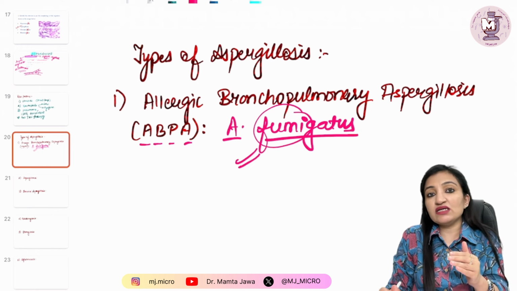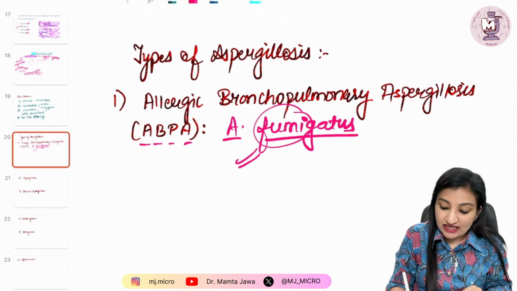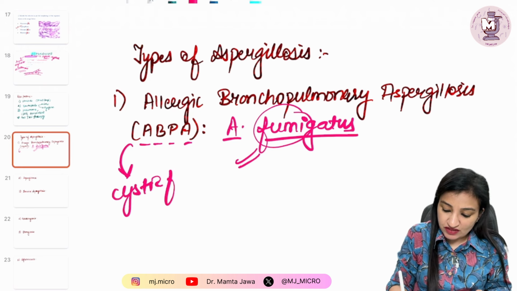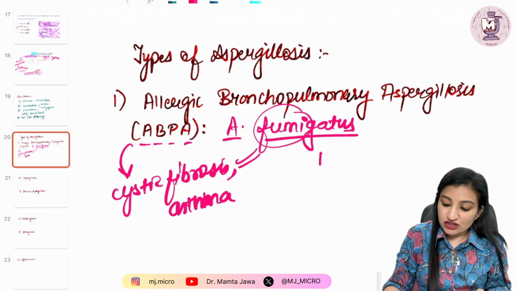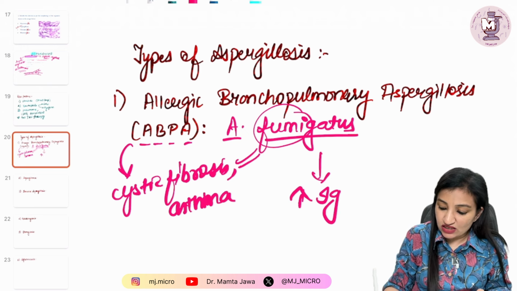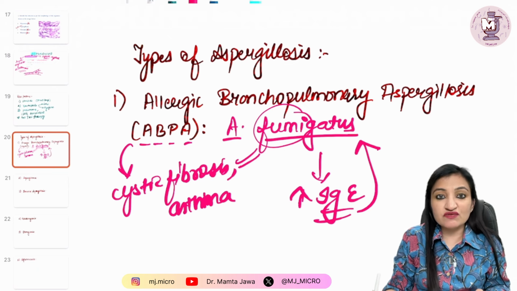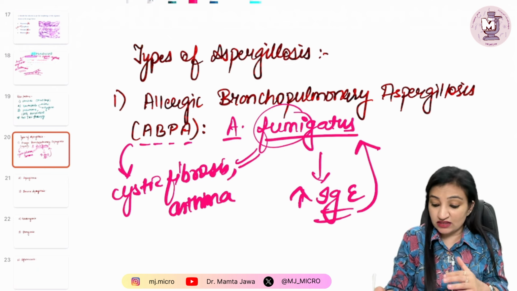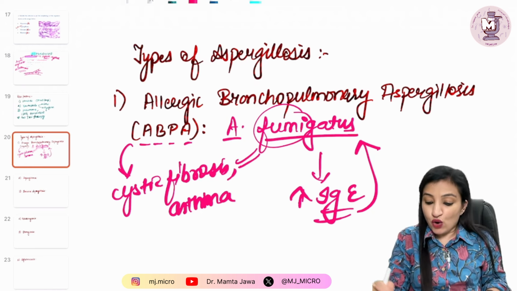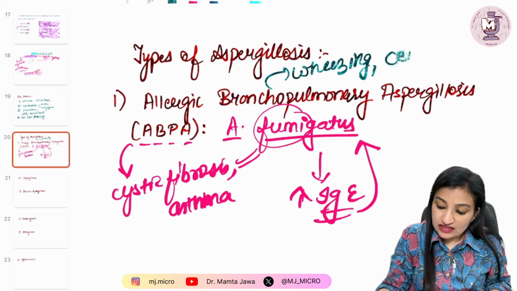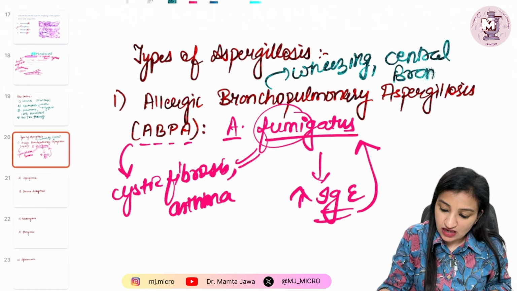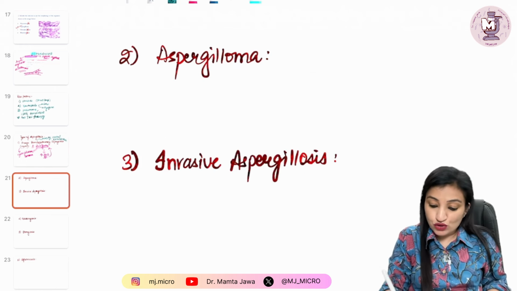ABPA में भी most commonly implicated species is this one only, and this condition, allergic bronchopulmonary aspergillosis, is usually seen in patients with cystic fibrosis and those with asthma. और इसमें क्या होगा, the patient is going to have elevated IgE antibodies against the species which is incriminated in this condition ABPA. Also in this condition the patient is going to have wheezing and central bronchiectasis. These are also MCQs.